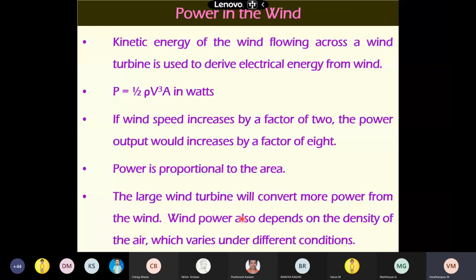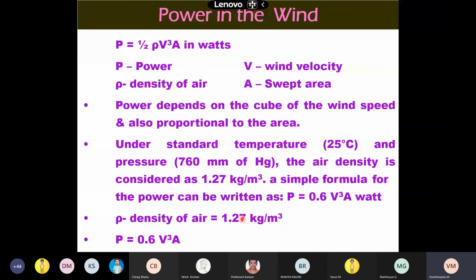The wind power also depends on the density of the air, and by applying the density, we know the value of the density, which varies under different conditions. When it is under standard conditions, that is standard temperature, 25 degrees Celsius, and standard pressure, that is 760 mm of mercury.